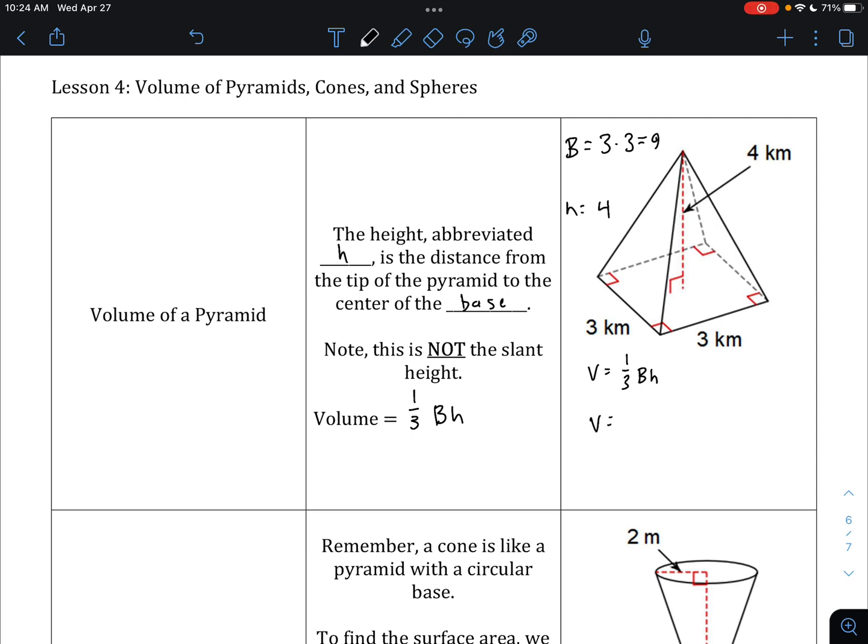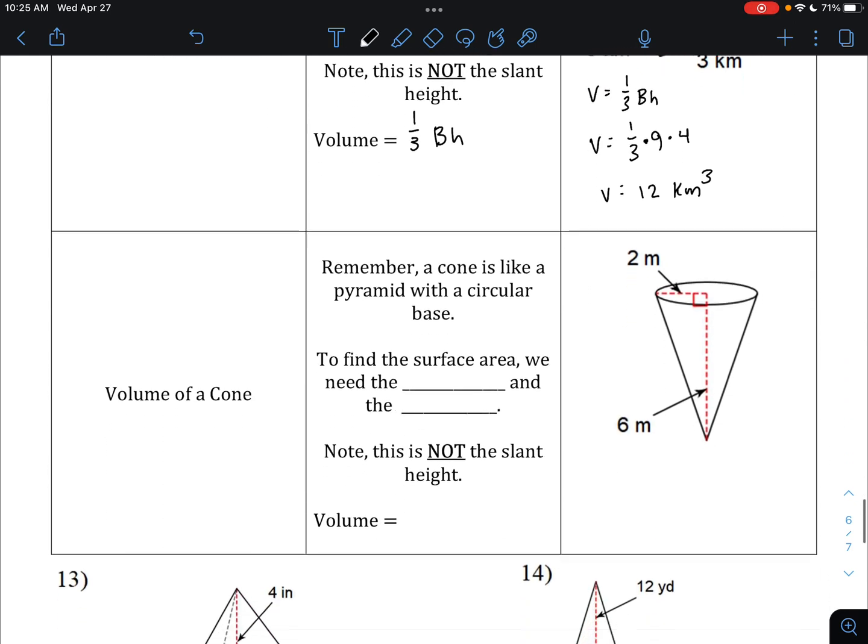Plug those into our equation. Volume equals 1/3 times 9 times 4. And this equation is so simple, we don't even need a calculator, because we know that 1/3 of 9 is 3, and 3 times 4 is 12. Which gives us 12 kilometers cubed. Now, obviously, if you are not comfortable doing that on your own, you can still use a calculator, but you don't have to have one.